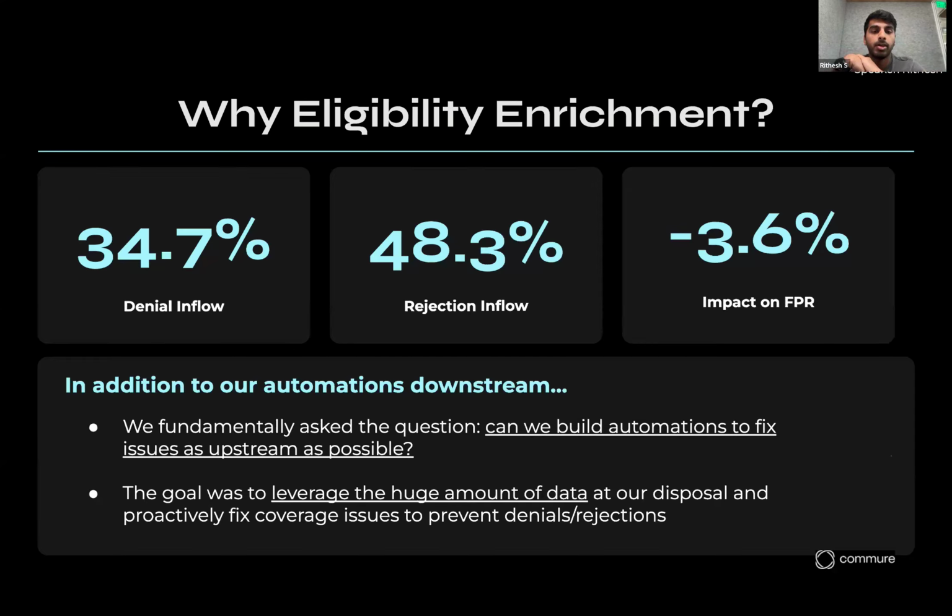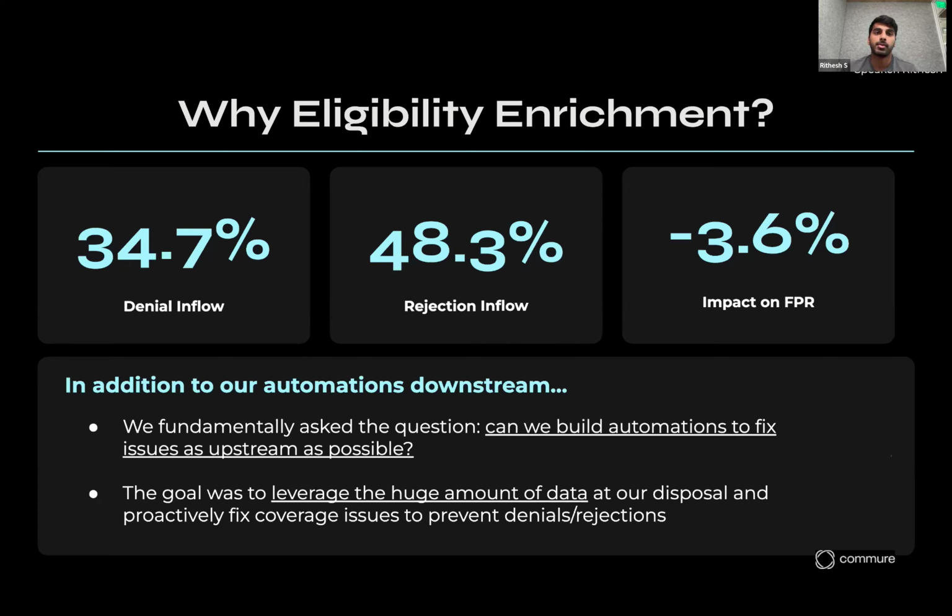upstream. We obviously have automations downstream after a denial and rejection occurs to solve for these denials and rejections in an automated manner. But I think early last quarter, we fundamentally asked the question, can we build automations to fix these issues as upstream as possible? And the way we would want to go about doing it was to leverage a lot of the data that we have in our system, right? And proactively fix these coverage issues to prevent these denials and rejections.